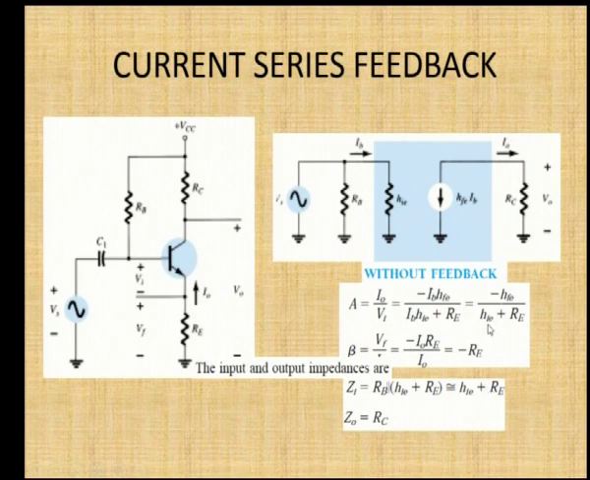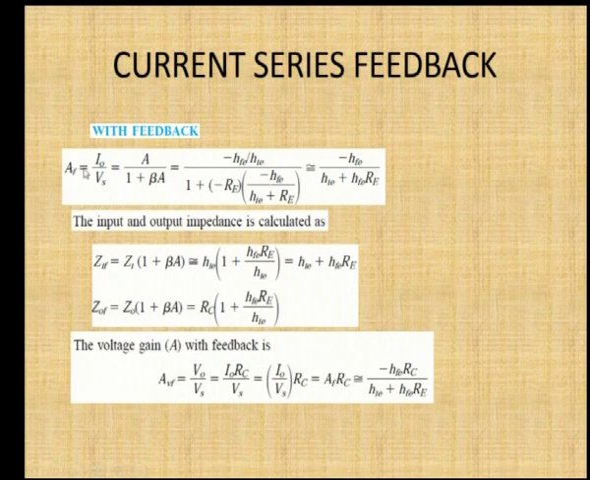If it is with feedback, the gain with feedback is given as I0 by Vs. And the general formula is A by 1 plus beta A. We know what is A and we know what is beta. All the answers are substituted instead of A and beta here. And this is the equation derived for gain with feedback. The input and output impedance is calculated as, we know that for current series feedback, the input impedance is increased as well as the output impedance is also increased. So according to this formula, we will be getting these answers.